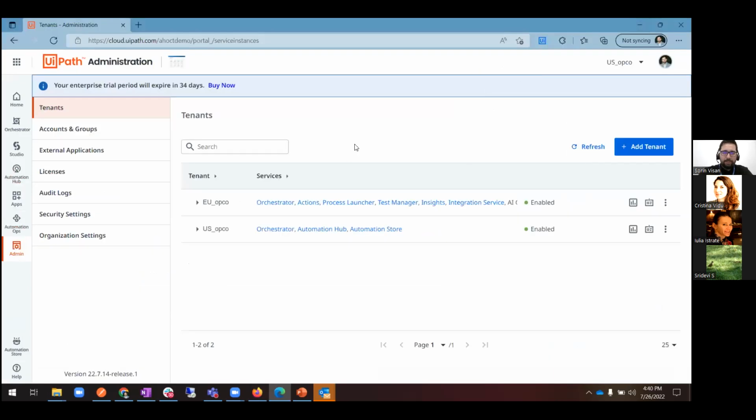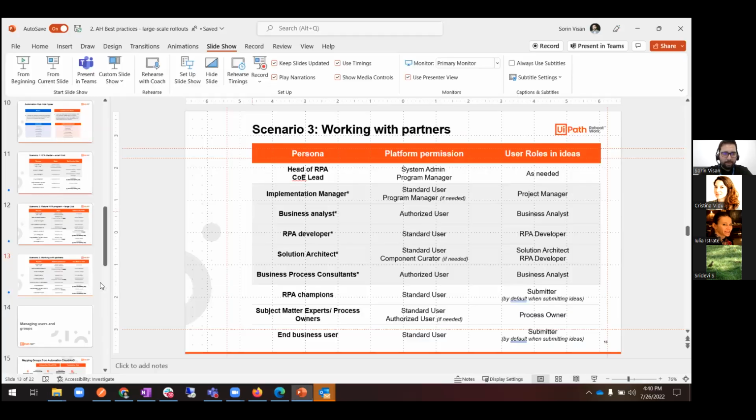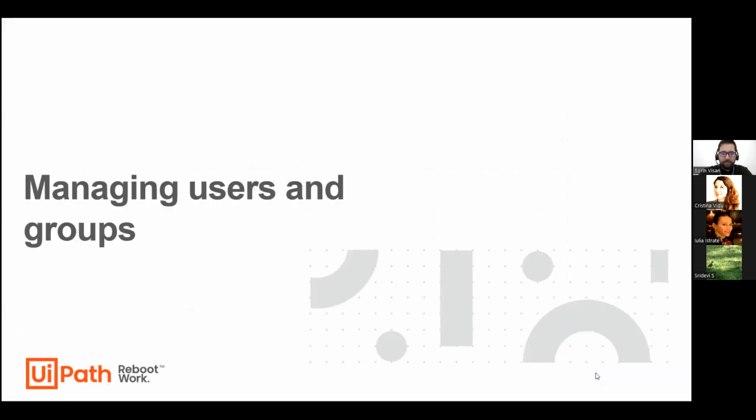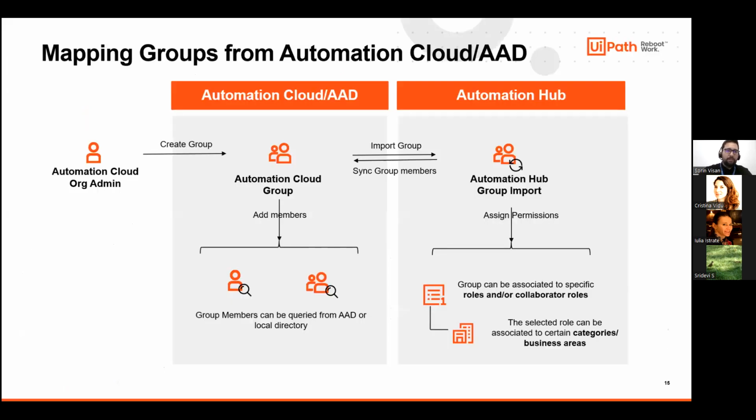Right. So having this in mind, we saw how to pick between multi-tenancy and single tenancy, and how to map different personas to the roles in Automation Hub. Let's get back to the presentation and see also how to manage users and groups. Here we will look at how to manage users from Automation Cloud and also Azure Active Directory.